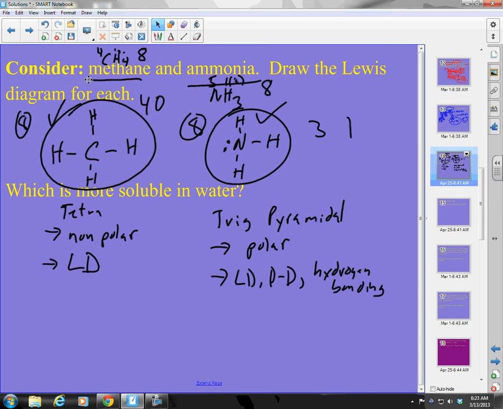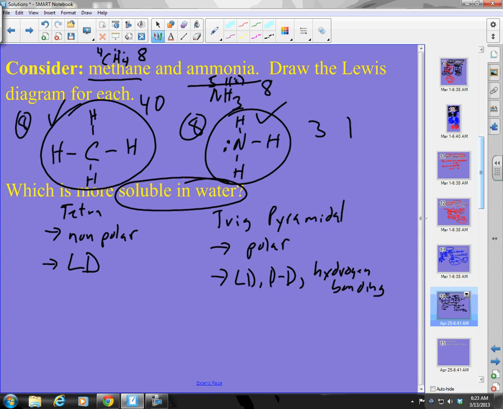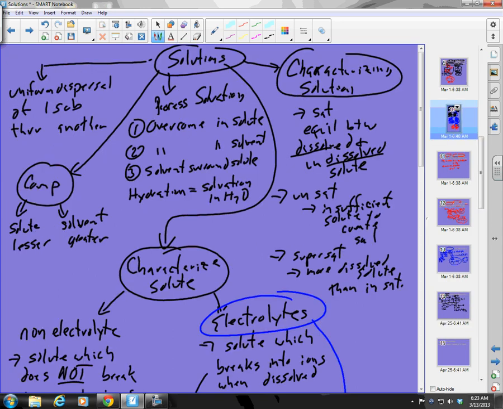Now I've drawn my Lewis structures. Which is more soluble in water? Which is more soluble in water? All right. I think we need to run back and make some more notes. We go back to our beautiful note sheet, and let's run another line off of solutions. And we're going to go down this left side.